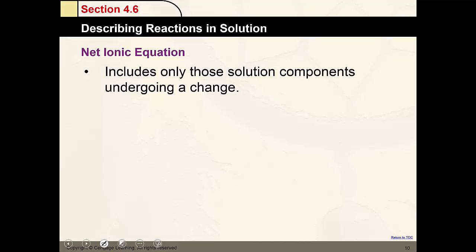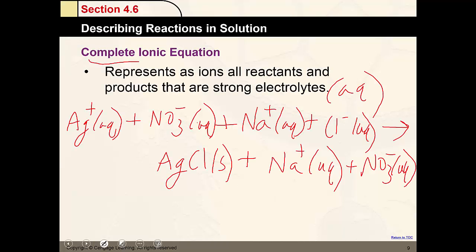Now next we have the net ionic equation, which includes only those in the solution that are undergoing a change, or only the components that actually react to form the solid product. So what it does, it eliminates what are called spectator ions, so those that don't participate directly, or those that are present in both the reactants and the products.